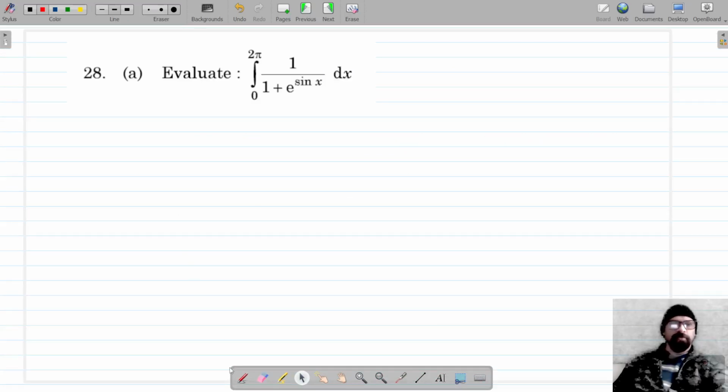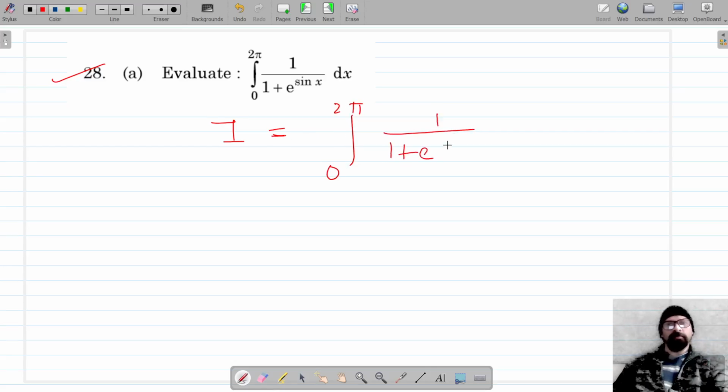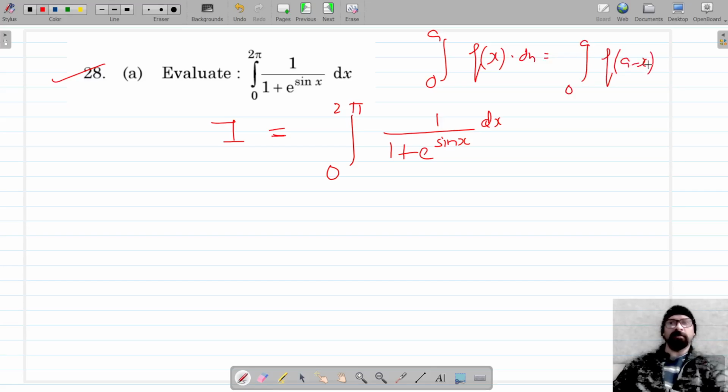Okay, for question number 28, part A, we have to evaluate the integral. So let's consider this integral I. So this is 0 to 2 pi, and it's 1 upon 1 plus e raised power sine x. So whenever it's a definite integral, let's use the properties, and this is like 0 to a. This property is 0 to a f of x into dx, which is equal to 0 to a f of a minus x into dx.